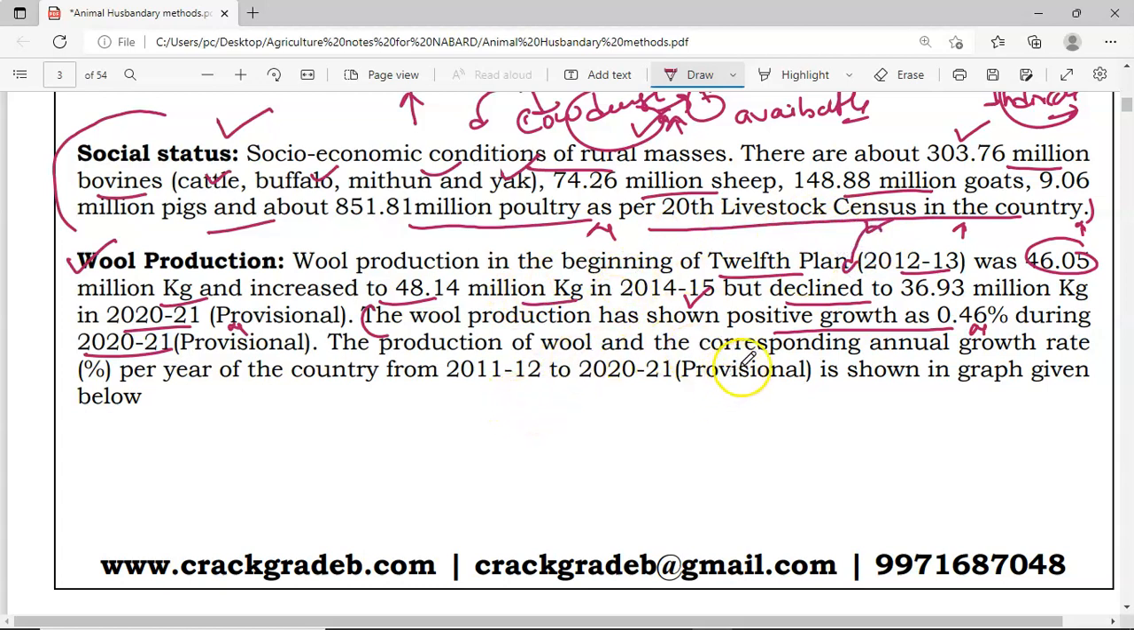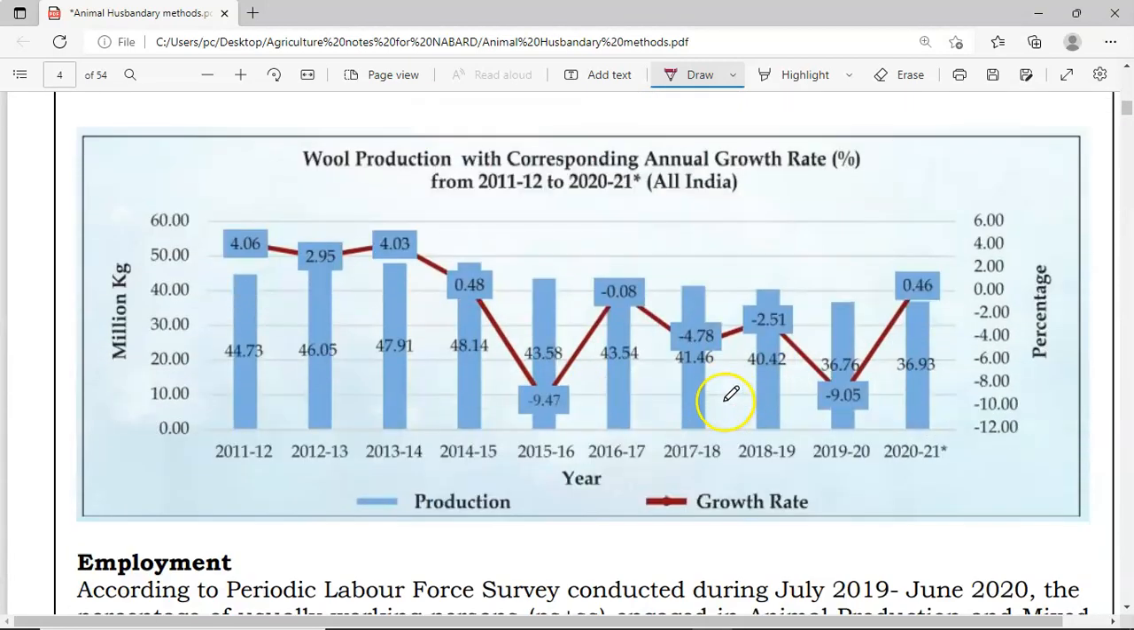The production of wool and the corresponding annual growth rate in terms of percent per year of the country is shown in the graph given below. So this is the graph. Sometimes it has gone up, then gone down, then up, then gone down.